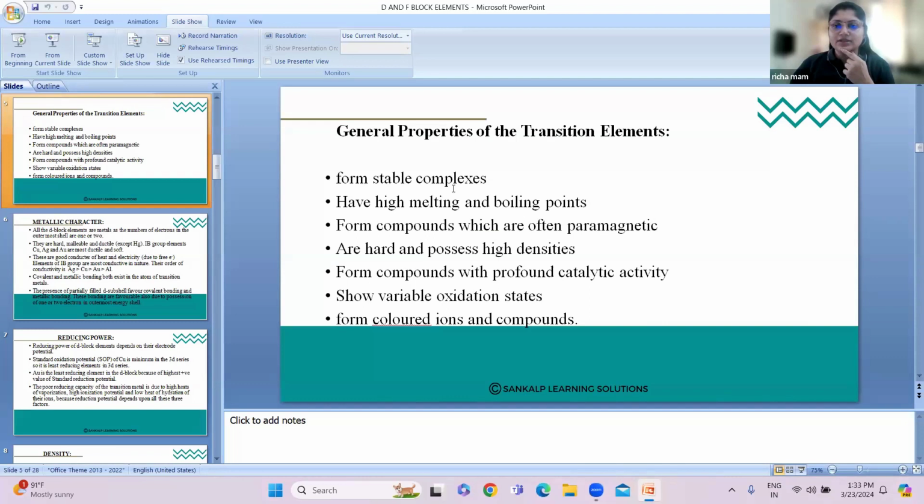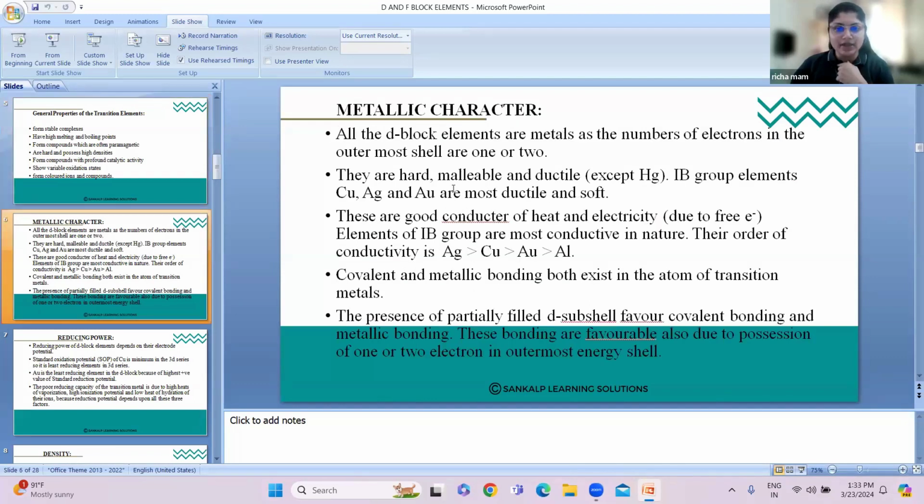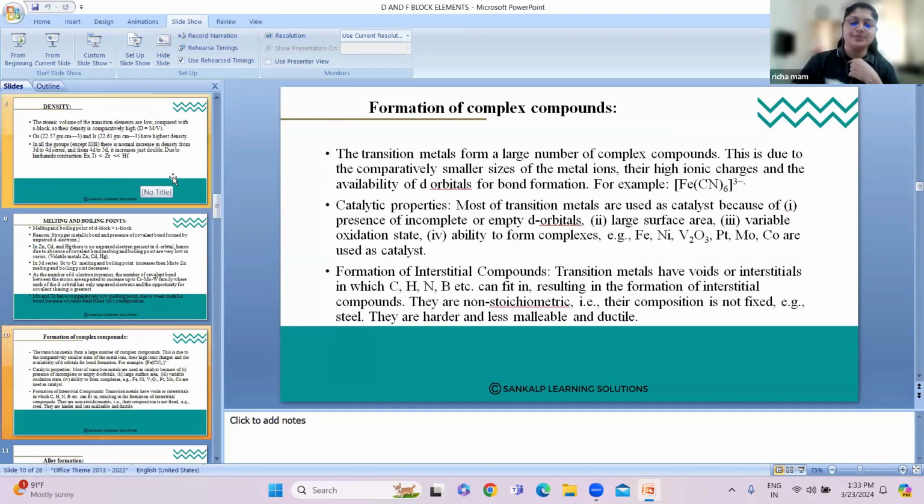General properties of transition metals, that is metallic character, reducing power, density, melting point, boiling point. Then we had seen the electronic configuration, then ionization enthalpy, oxidation state, magnetic property, and formation of colored ions. So today we are going to discuss the formation of complex compounds, the remaining properties.